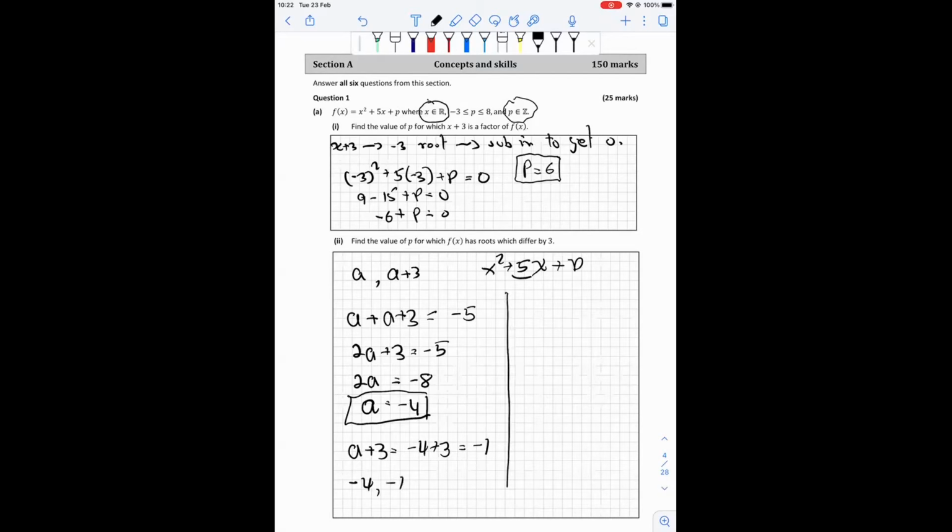Now we know that p is the product of the roots. So we just multiply these two roots and that gives us 4. So p has to be 4. That's our final answer there.